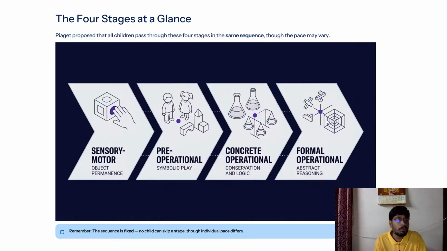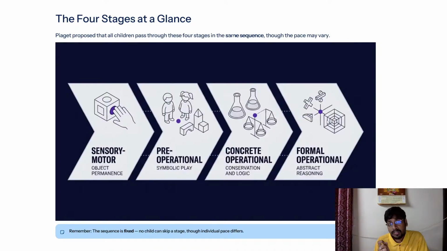One is sensory motor, object permanence. So, one stage is sensory motor, which is also called as object permanence, and the second one is pre-operational, which is considered as symbolic play, and the third one is concrete operational, which is considered as conservation and logic. So sensory motor, pre-operational, concrete operational, and formal operational. So formal operational is something that is called as abstract reasoning. So concrete operational is something that is called as conservation and logic.